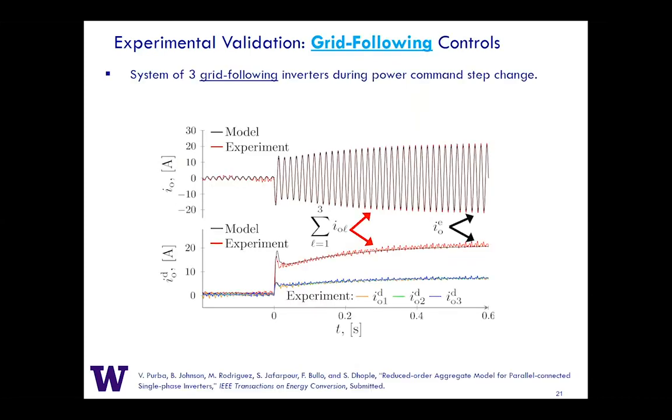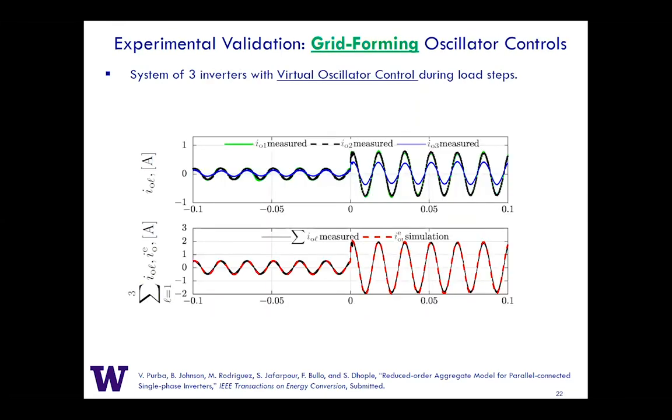Okay, so here is the experiment with the grid following controls with a PLL, and you can see that we get a good match for the total current coming out from the model in the experiment. And then sometimes it's easier to see things in the DQ domain, so if you run these measurements through some transformations, you can get these waveforms here, but they're the same thing. And so that was a very nice result.